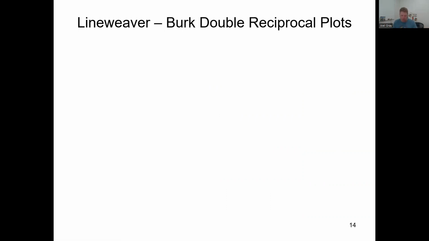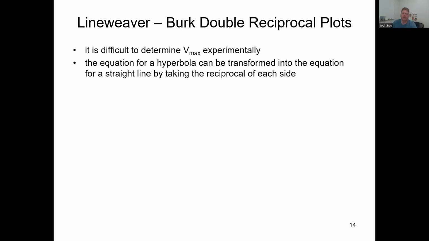Essentially what you're doing with this is you're taking that nonlinear, hyperbolic data and making a linear plot. So the equation for a hyperbola can be transformed into the equation for a straight line by taking the reciprocal of each side. Now I like this equation, and I like this graph a little bit more than, say, your Hill plot, because you can linearize this nonlinear data, and you don't have to use a bunch of log expressions. So that's just a personal preference.